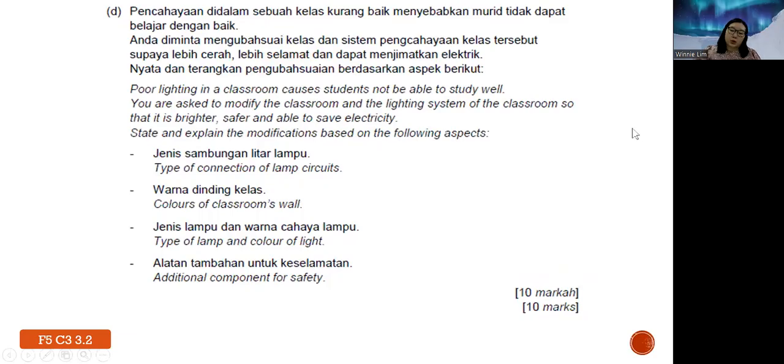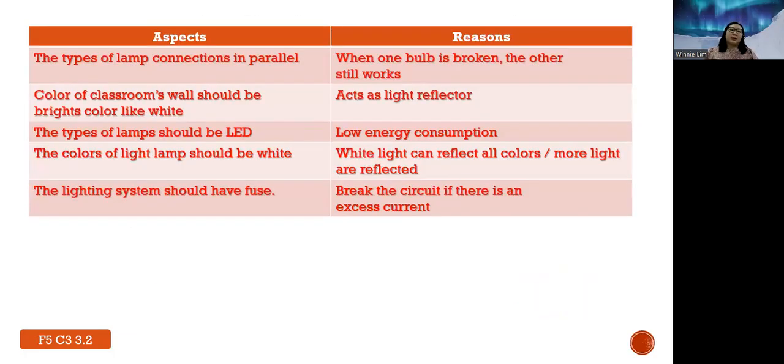Okay, so we go through the answer together. You can say the lamps are connected in parallel, so when one bulb is broken, the other is still working. Next, the color of the classroom wall should be a bright color like white because it can act as a light reflector. Third, the type of lamp should be LED, low energy consumption. Then the color of the lamp light should be white. White light can reflect all colors, so more light is reflected. And lastly, the lighting system should have a fuse so it can break the circuit if there is any excess current. Like I said, if you want to have more ideas, go ahead.